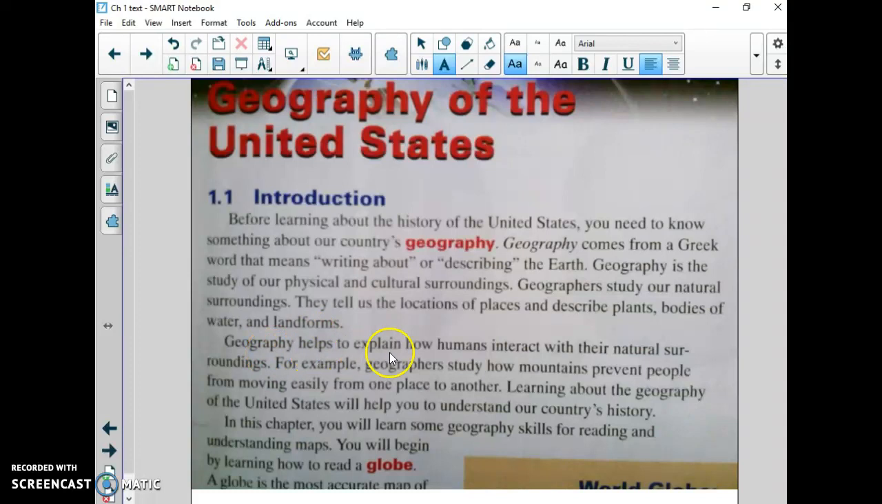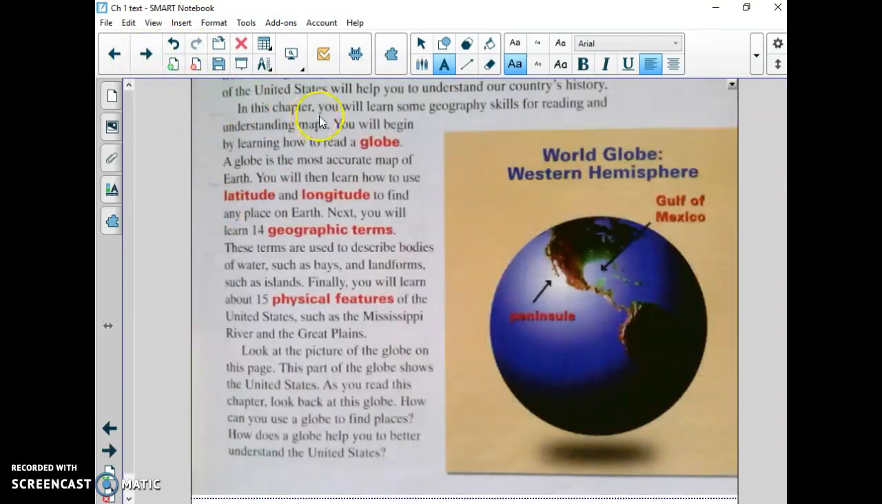Geography helps to explain how humans interact with their natural surroundings. For example, geographers study how mountains prevent people from moving easily from one place to another. Learning about the geography of the United States will help you to understand our country's history. In this chapter, you will learn some geography skills for reading and understanding maps. You will begin by learning how to read a globe.